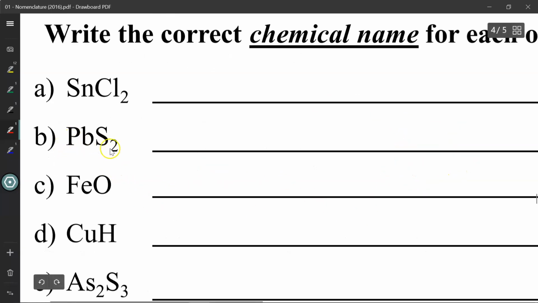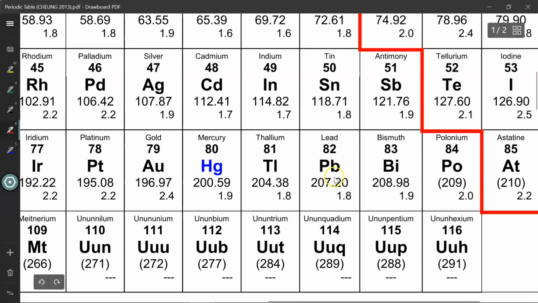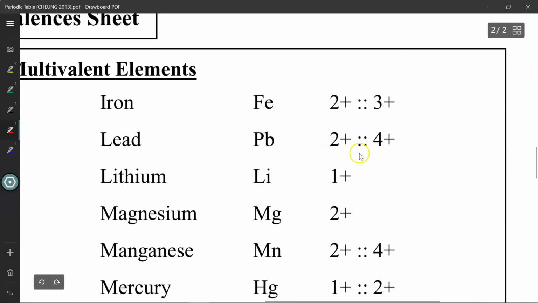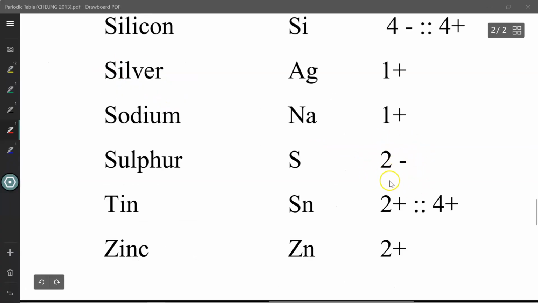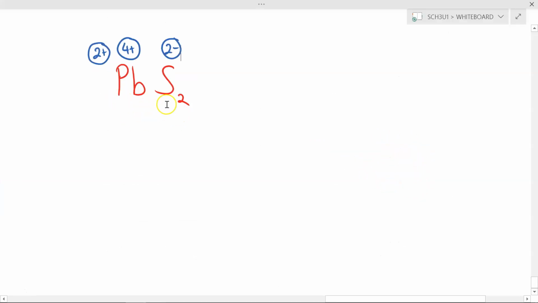Now going in the opposite direction is always a little more difficult. But let's try it out. Pb is lead. And lead has a valence charge of 2 plus and 4 plus, so it's multivalent, while sulfur has a valence charge of 2 minus. Now, unfortunately, this chemical formula doesn't tell me which version of lead it is, which species. Is it lead 2 or is it lead 4? So I do need to do some detective work.